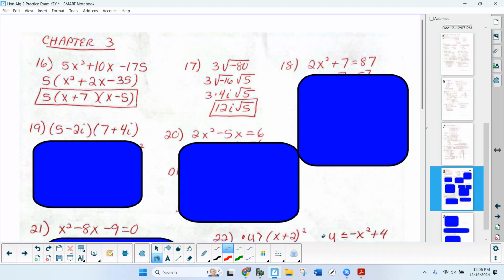Now, 18 says solve by using square roots. Who is 18? Oh, she's coming. Okay, she's coming.